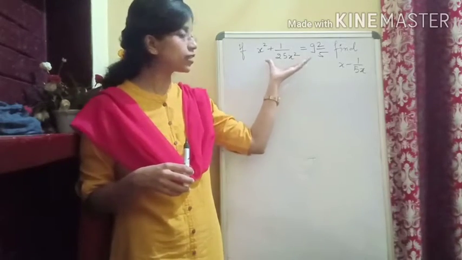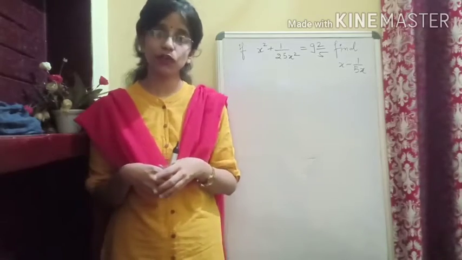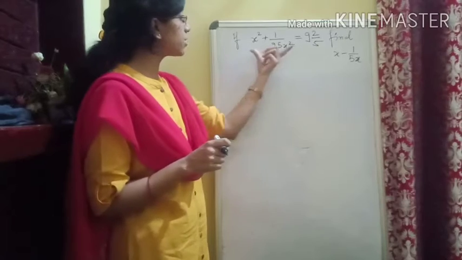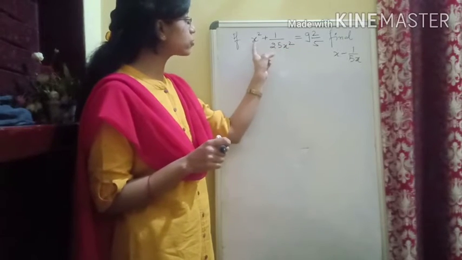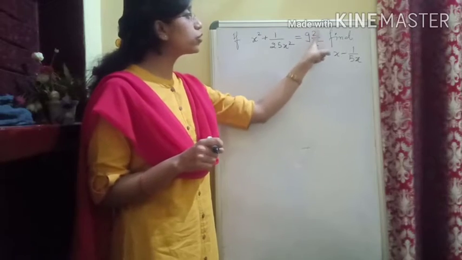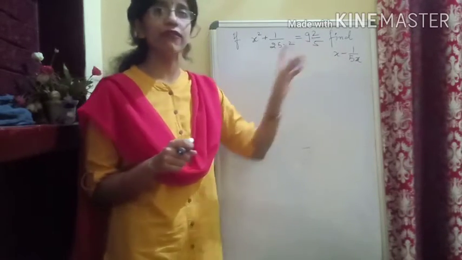I have taken one more question, as there are many questions given in the book and there are different types of questions. So here in this question, one piece of information is given, that is x square plus 1 upon 25 x square equals 9 whole 2 upon 5. This is given, and you have to find x minus 1 upon 5x.